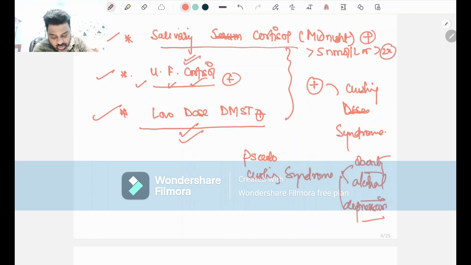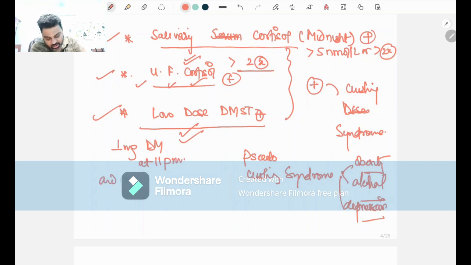Urinary free cortisol should be more than 2 times the normal value. And low dose dexamethasone. What is low dose dexamethasone test? In low dose dexamethasone test, we give 1 mg of dexamethasone at 11 p.m. and calculate cortisol at 8 a.m. in the morning.